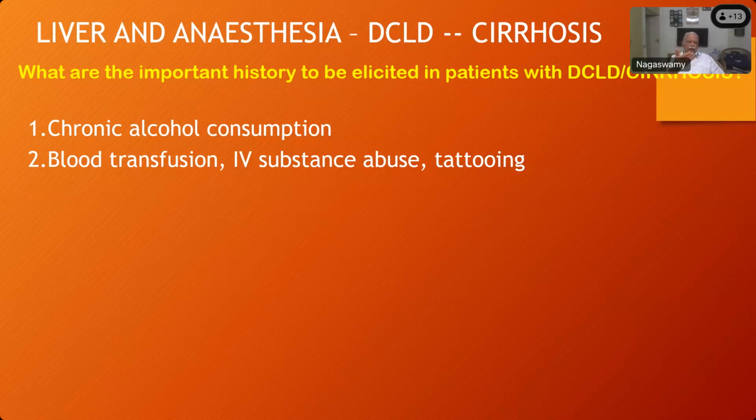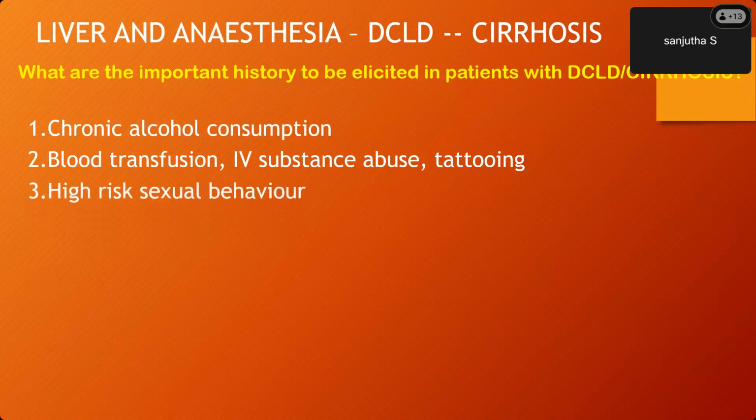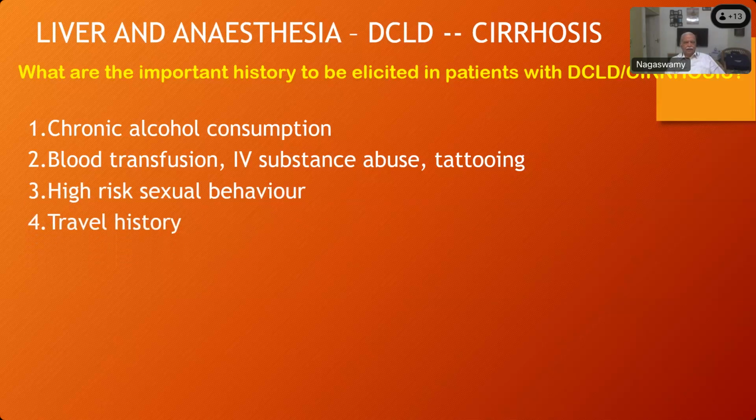Now, after I have given you these two important history points that you want to elicit from the patient, can you enumerate further what other history you want to elicit from the patient? The third is high-risk sexual behavior. That means he must have contracted what problem? HIV.